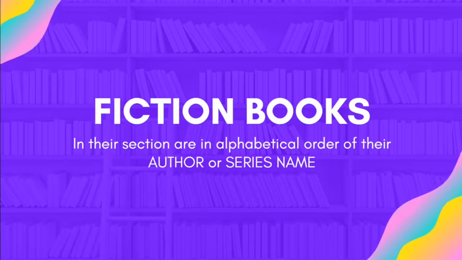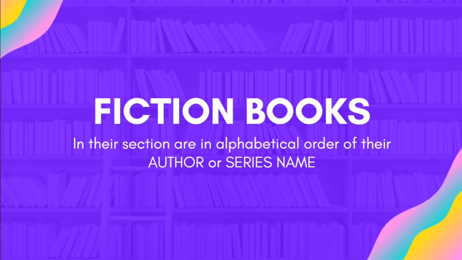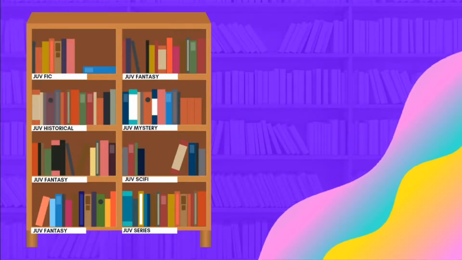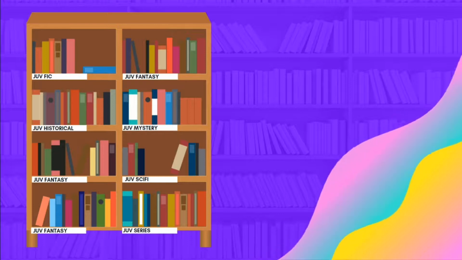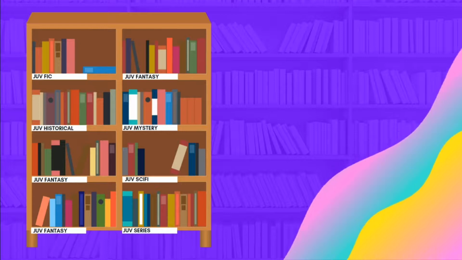A note here is I want to let you know that these books are within their section in order of their author's last name or their series title if it's a series. Here's an example of what you might see if you're looking in the juvenile section. Keep in mind that the genres themselves might not always be in strict alphabetical order.